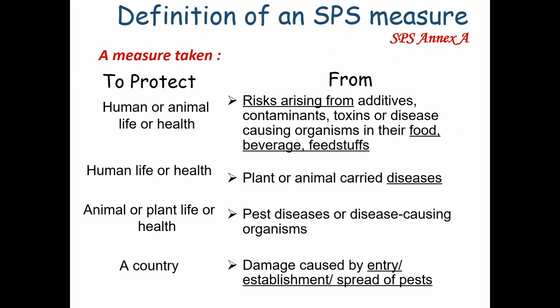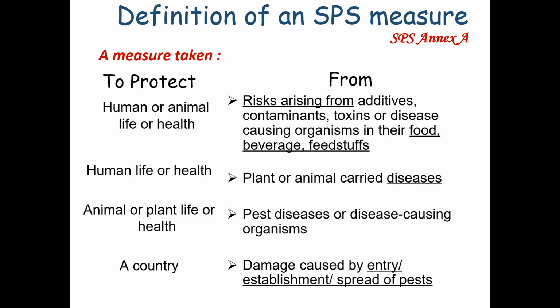So what exactly do we mean by an SPS measure? Now this has been defined in the annex. So I told you the annexes are an integral part of this agreement, and Annex A defines what a measure is. So an SPS measure is a measure which is taken to protect a couple of things. So it protects the human or the animal life or health from what? From risks which may arise from different aspects like additives, contaminants, pesticides, toxins, and microorganisms in the food, the beverage, or the feedstuff. So here you see we are covering not only food and beverage, but also animal feeds and feedstuffs. So this is one aspect.